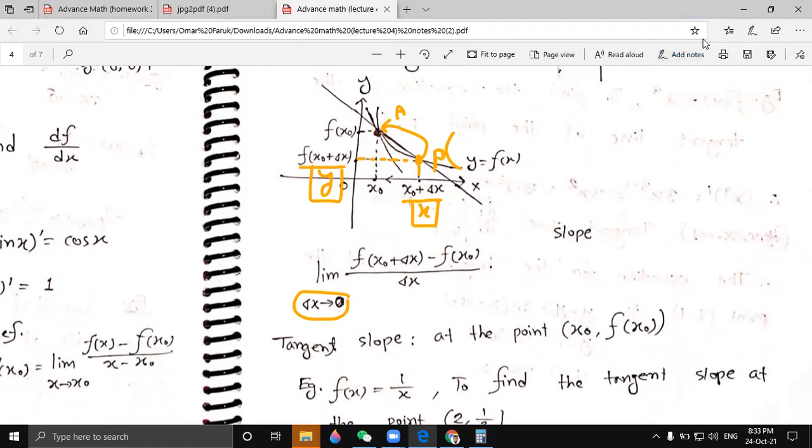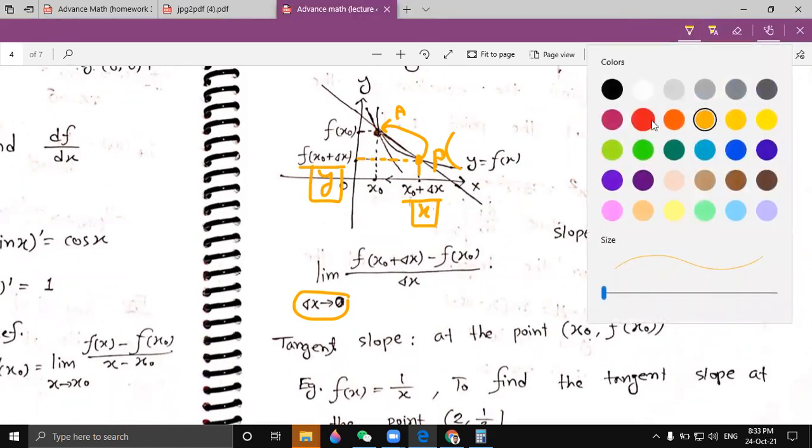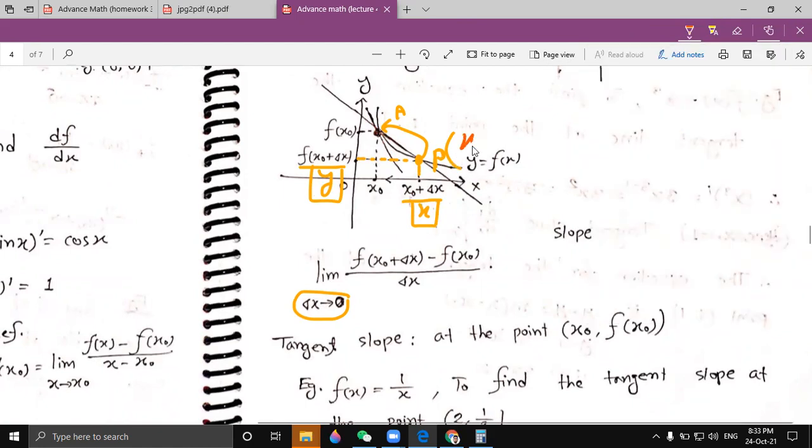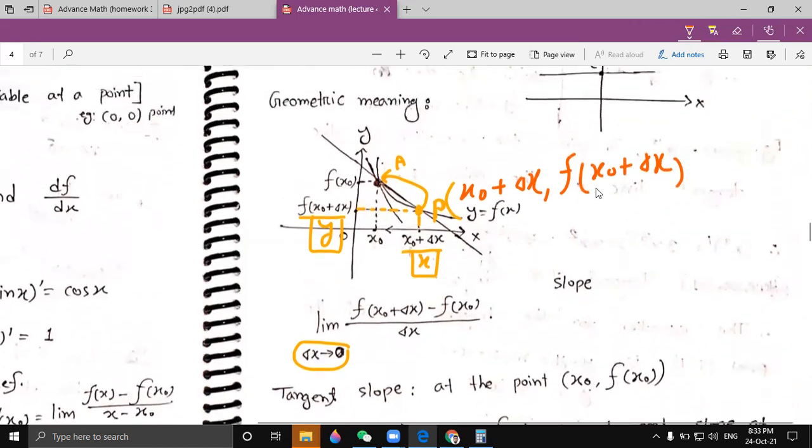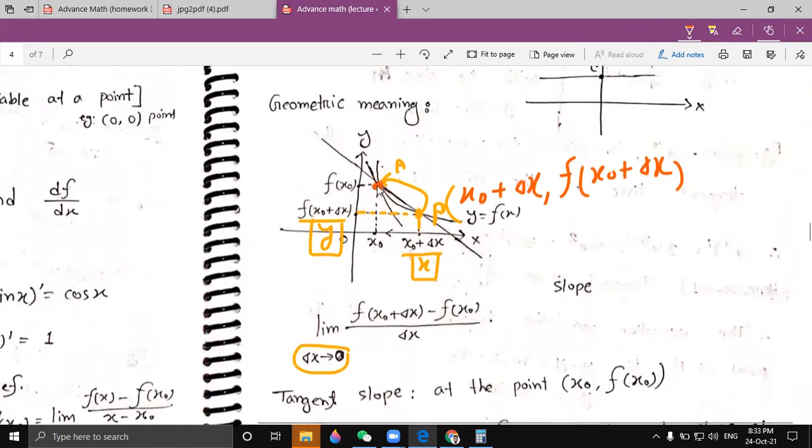So this is x naught plus del x. This is our x, and y will be f of x naught plus del x. And this point will be x naught comma f of x naught, right? This will be x naught comma f of x naught.